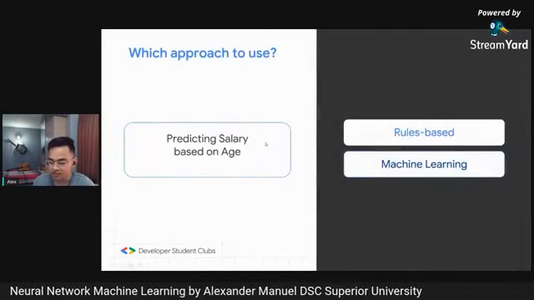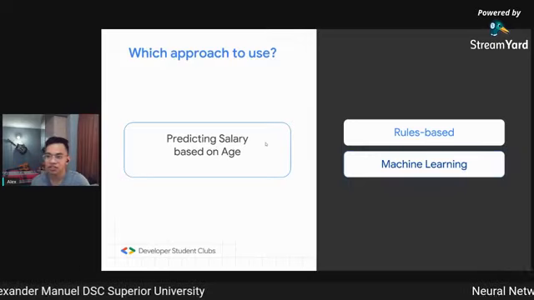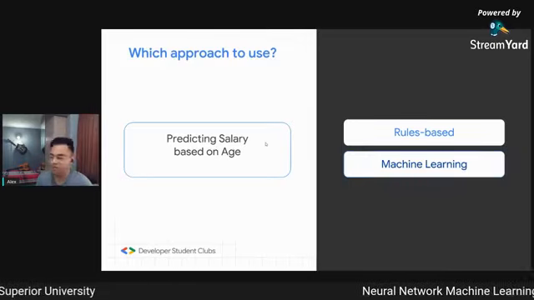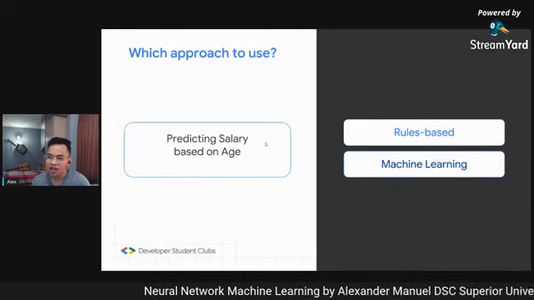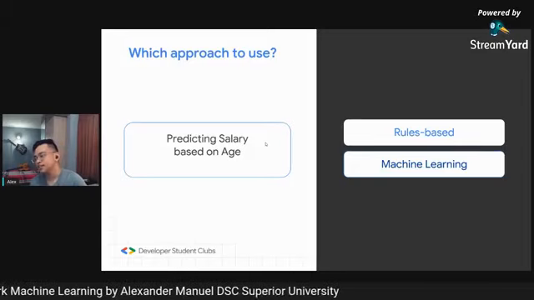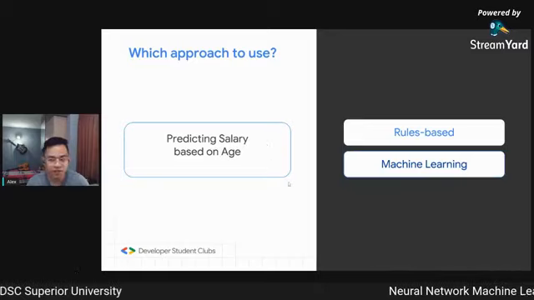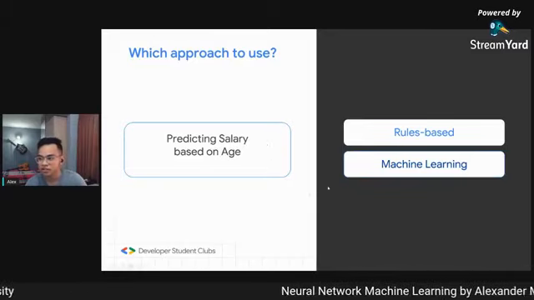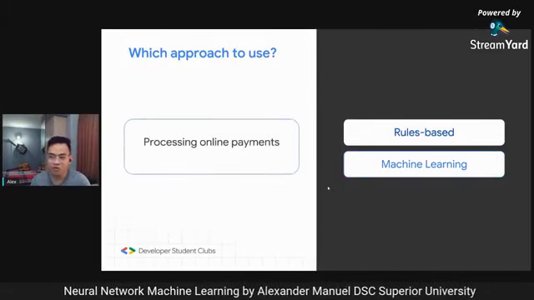So there's this approach you can use. Predicting salary based on age is a use case that can be solved by machine learning, like regression. I'll explain more about the regression. So it's about regression.